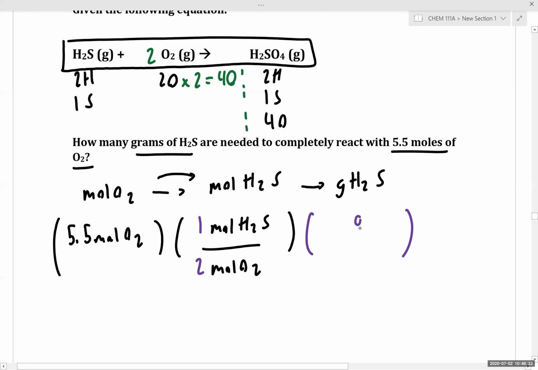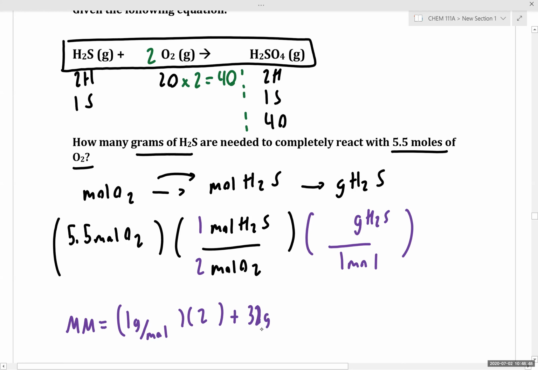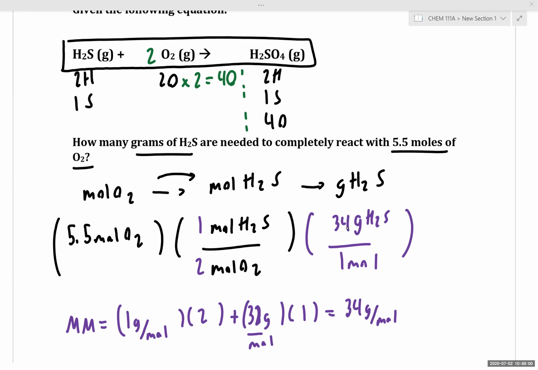Next, we need to figure out how many grams of hydrogen sulfide are present in 1 mole. So to do that, we're going to do a quick molar mass calculation. So we have 1 gram per mole for hydrogen, and we have 2 hydrogens. We have 32 gram per mole for sulfur times 1 mole, and that gives us 34 gram per mole. Okay, so now all we have to do is punch that into our calculator.